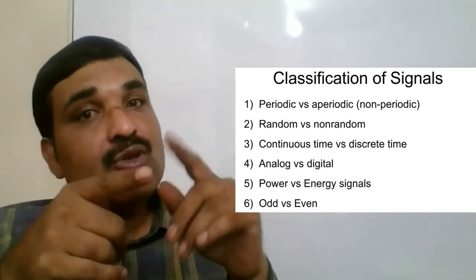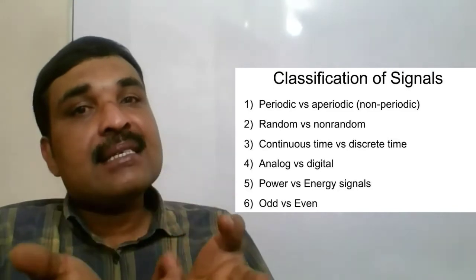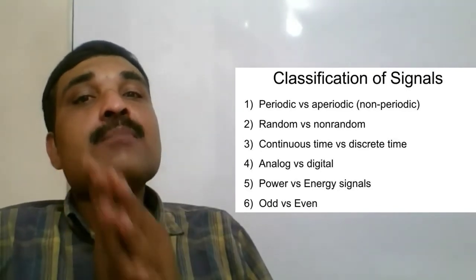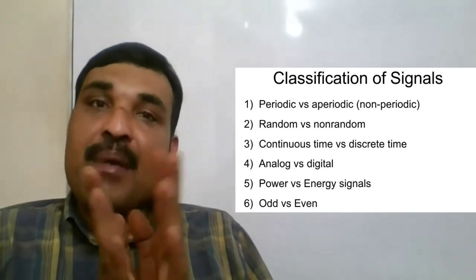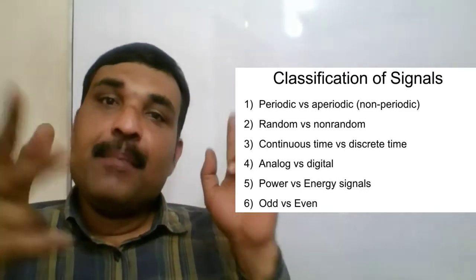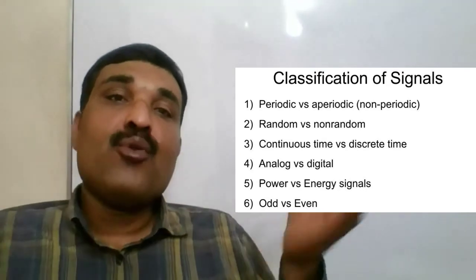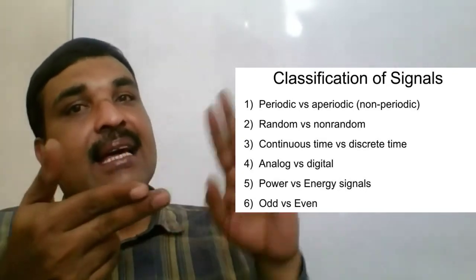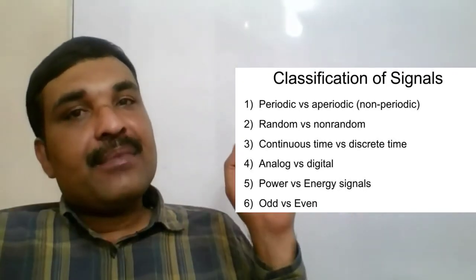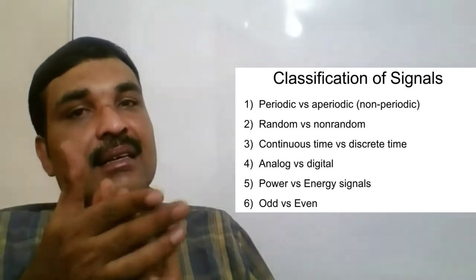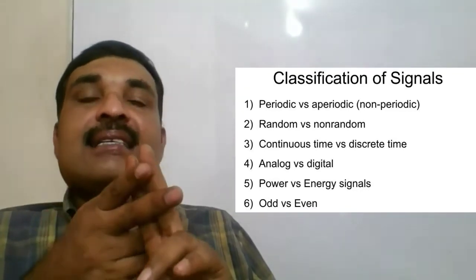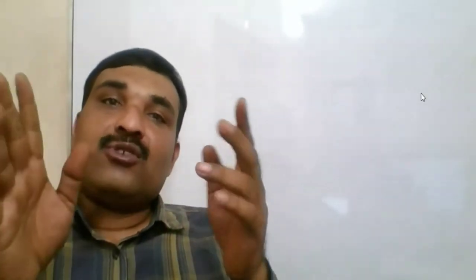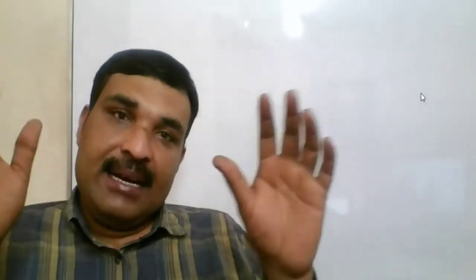Random signal means we are using the theory of probability for the analysis of a random signal. For example, ECG signal is a random signal. അതിന് പ്രത്യേകിച്ചൊരു മാത്തമെറ്റിക്കൽ മോഡൽ ഉണ്ടാകത്തില്ല. പിന്നെ we have continuous time and discrete time signals, analog versus digital, power and energy, even and odd signal, etc. We will discuss each of one by one.